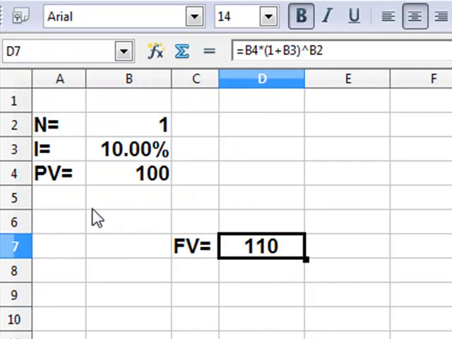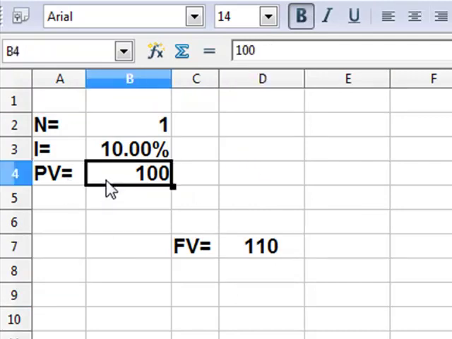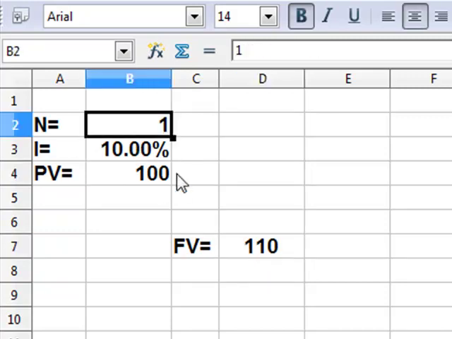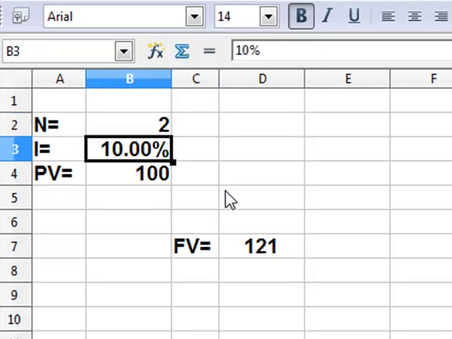So you can see that if we start with $100 and we invest it over 1 year, at 1 year at 10%, at the end of that year the value is going to be 110. So what would it be if we have 2 years? Well, let's just put a 2 in. 121. Why is it 121?